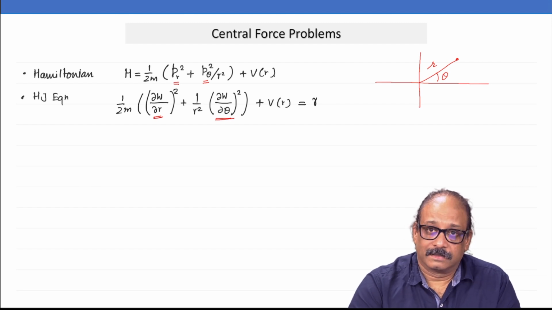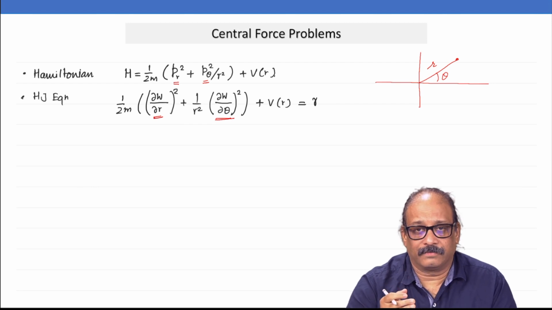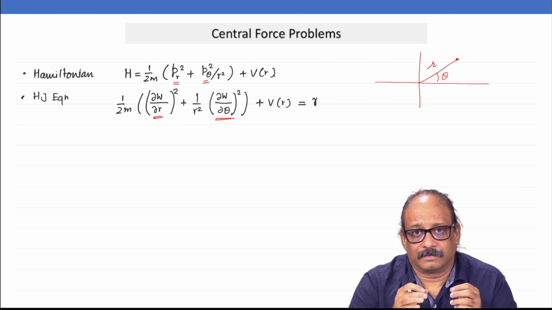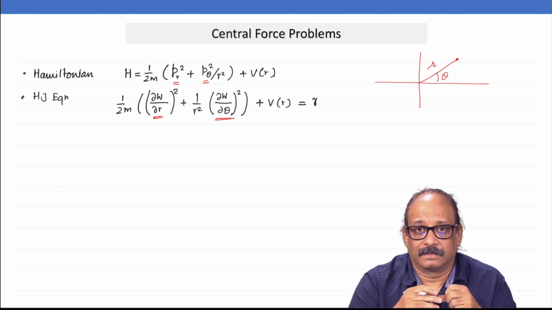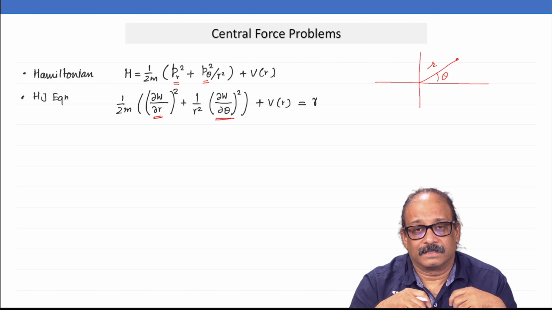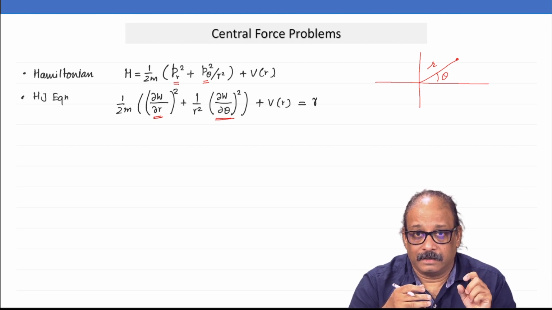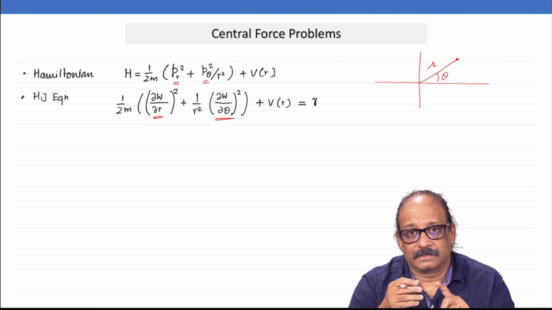And then you get this Hamilton-Jacobi equation. Now, I need to solve this. It is a differential equation. You are probably already familiar with differential equations of this kind. For example, to find the electromagnetic potential, you solve the Laplace equation. It is a partial differential equation and it is a potential which is a function of 3 space variables.